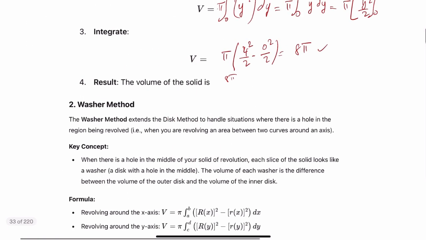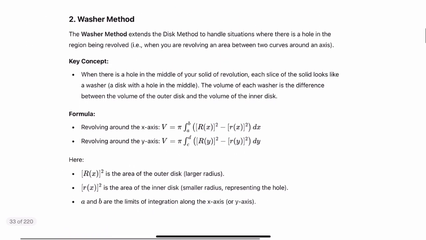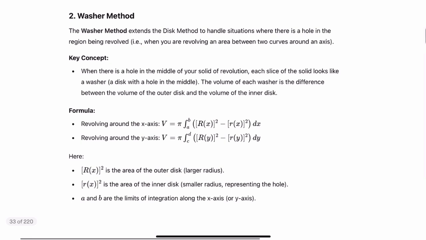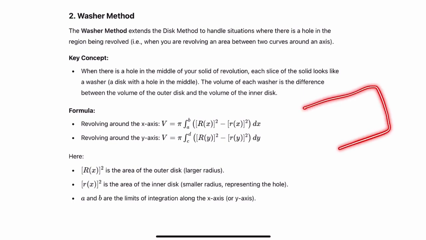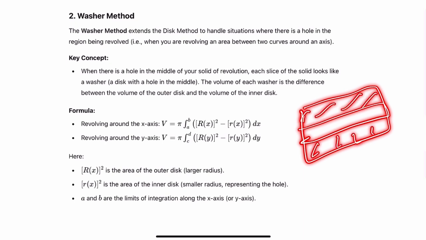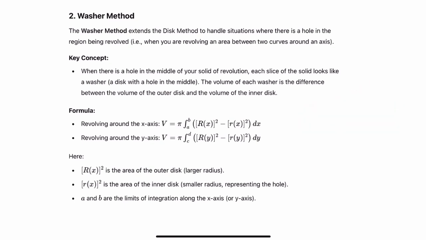Okay, now let us talk about the washer method. This method is used as one extension of the disk method. It is just the same as the disk method, but instead you will have a hole inside, which will make it washers. So we are revolving around the x-axis for a region between two curves.